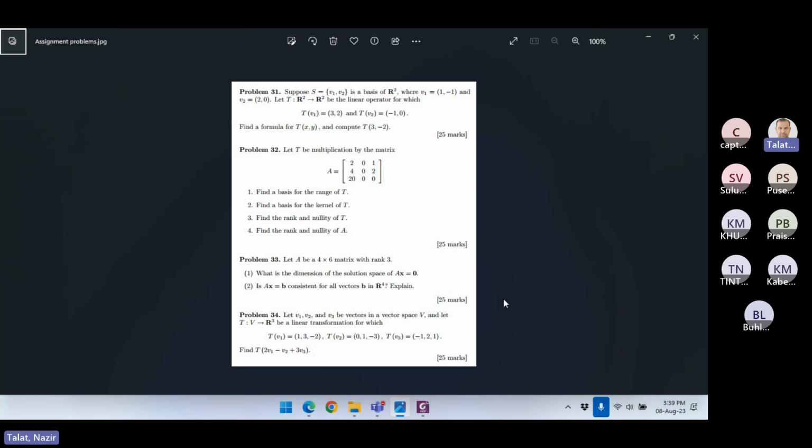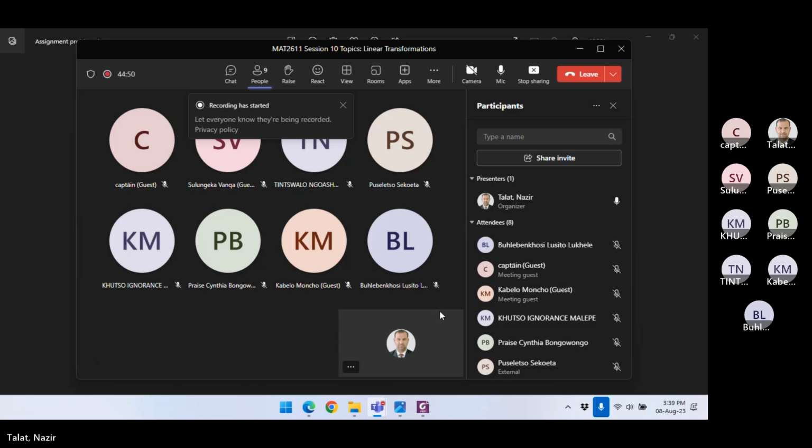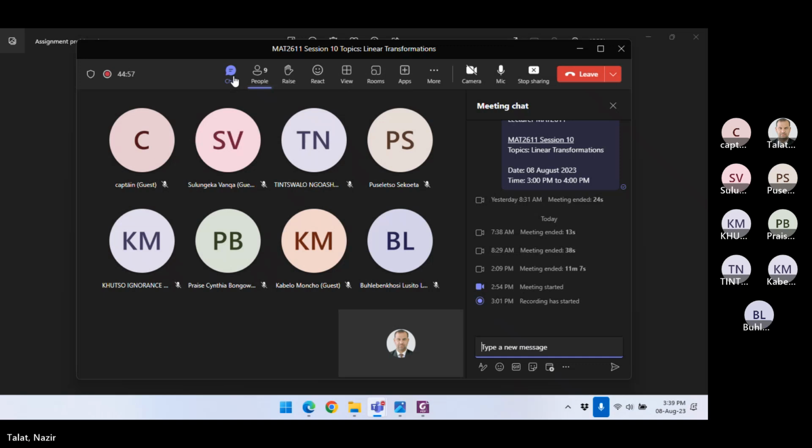So these are some simple examples regarding that. If you have any other question, then you can ask your question, please. Okay, if there is no question, then we stop over here. In the next session, we will see the isomorphism and composition of linear transformations.